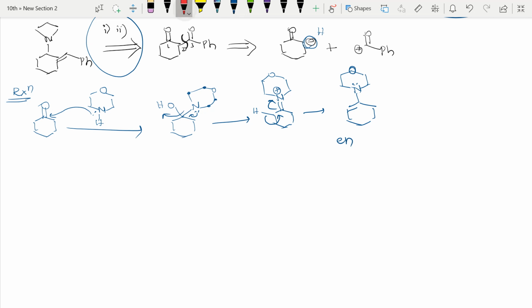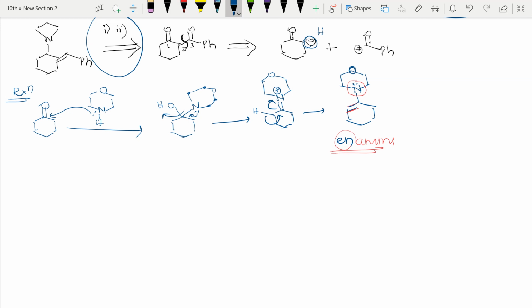See here, let me show it by red ink. This is the amine group. So we call it an enamine. Ene means double bond. See here, this double bond. Right, I hope you got it. Right, so next let us continue. So enamine reaction.